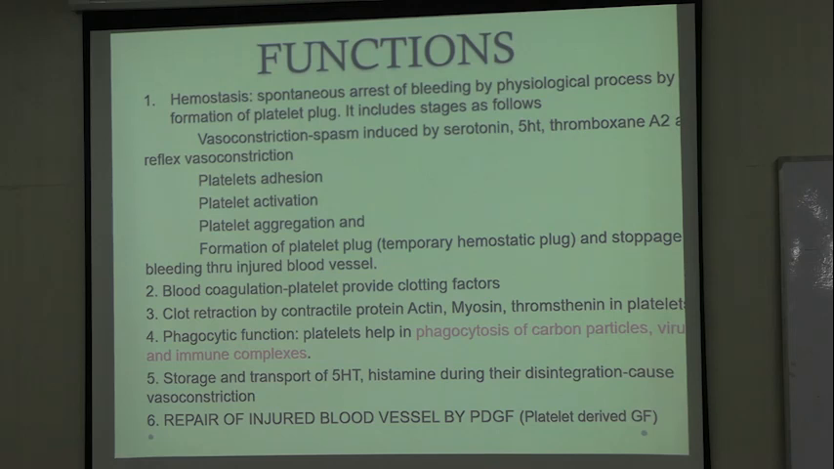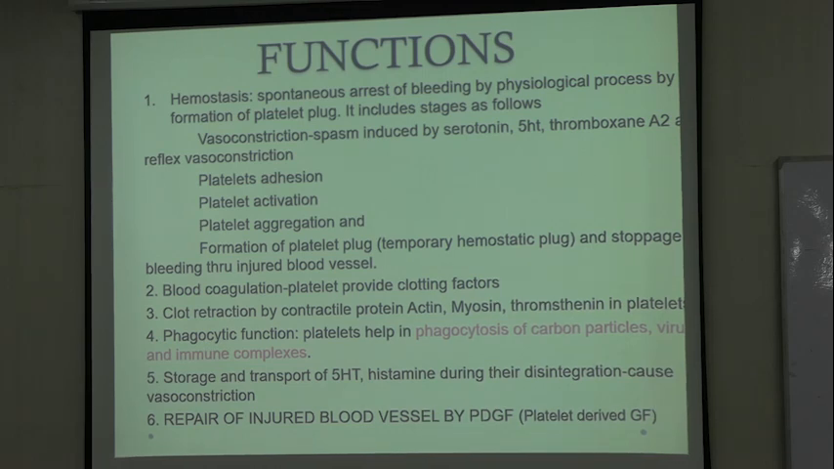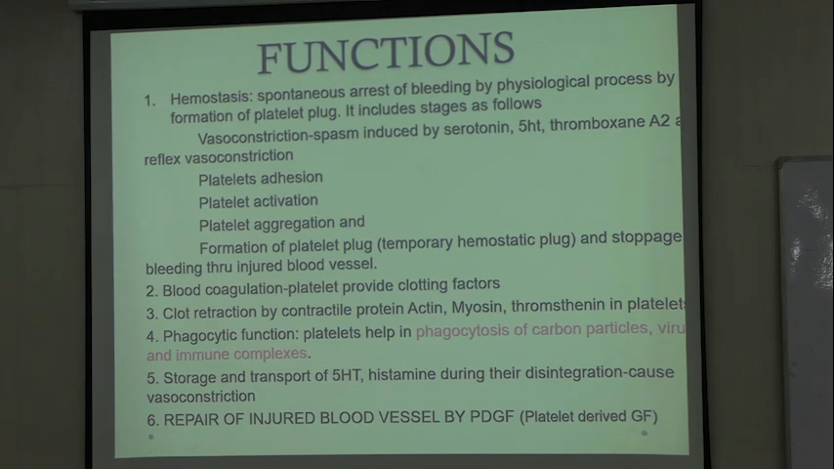The functions. What is the number one function? It is written there, hemostasis. The whole hemostasis process is not done by platelets, but the initiation of hemostasis actually starts with platelets. The total process of hemostasis takes place through some stages. If there is a cut, immediately that local area has to be constricted to minimize the flow.